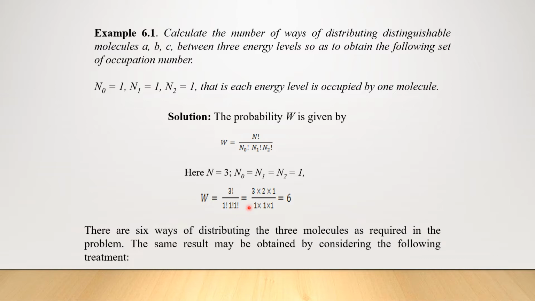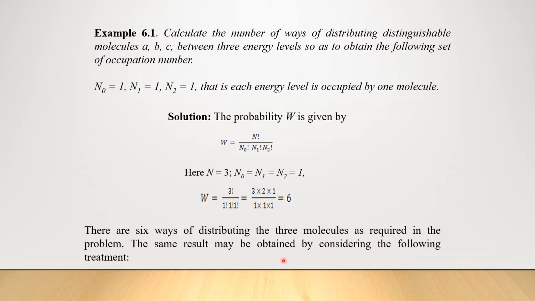So let us calculate that. 3 factorial means 3 into 2 into 1. And 1 factorial means 1 into 1 into 1. So the total answer comes out to be 6. That means there are 6 ways of distributing the 3 molecules, that is ABC, as required in the problem.